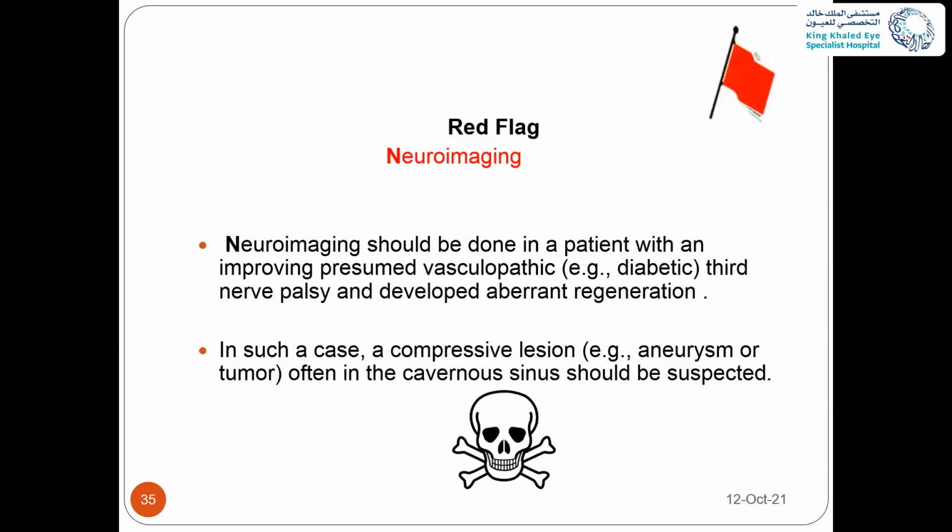Neuroimaging should be done in a patient with an improving presumed vasculopathy, for example, diabetic third nerve palsy, and developing apparent regeneration. In such a case, a compressive lesion like aneurysm or tumor, often in the cavernous sinus, should be suspected. So here we change our diagnosis because we noticed that there is apparent regeneration. So this is important.